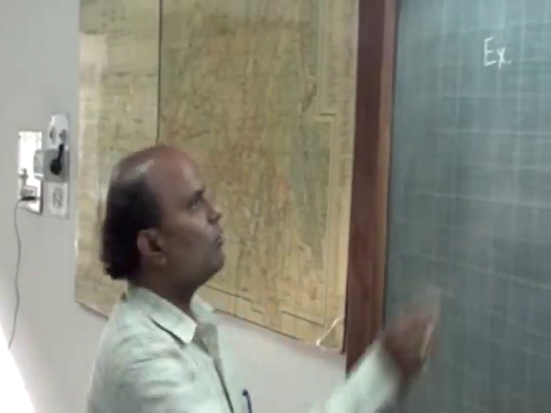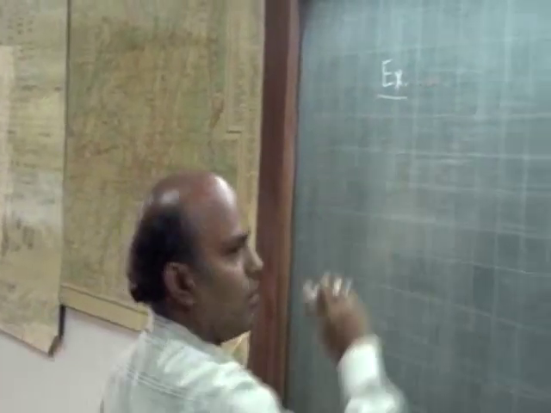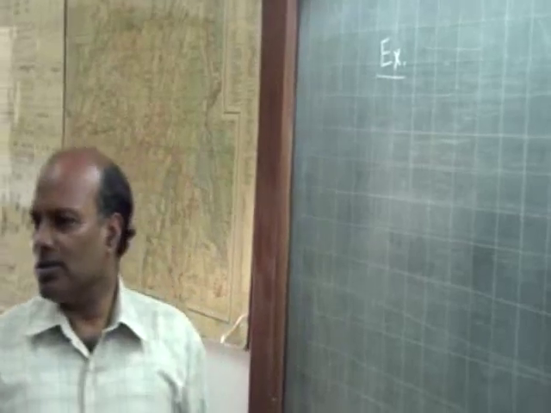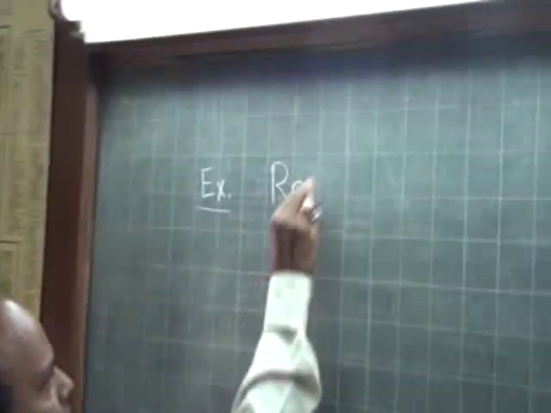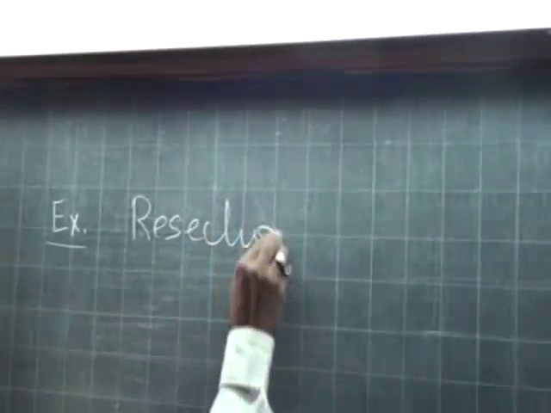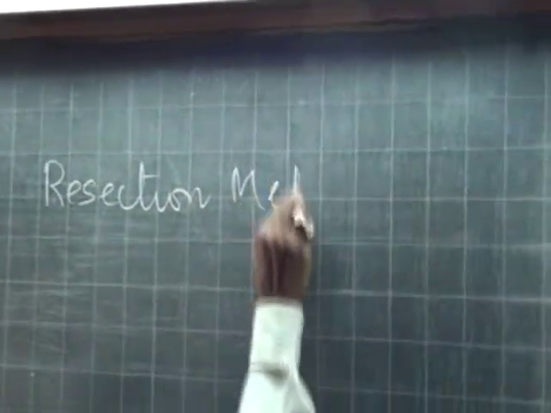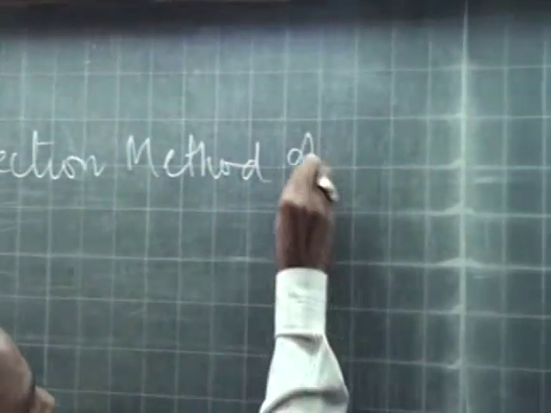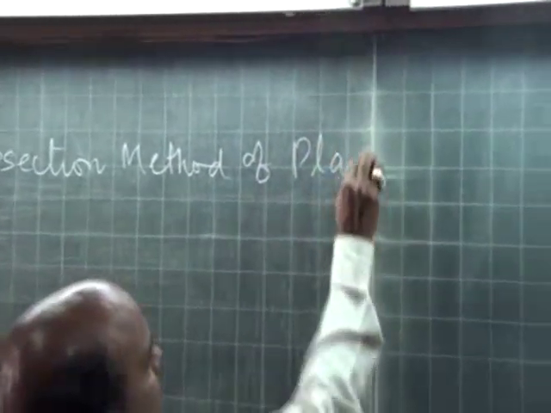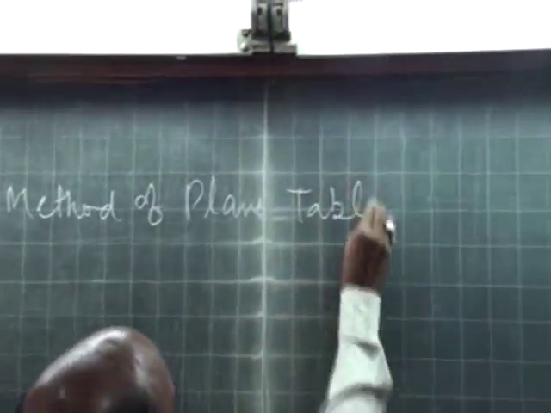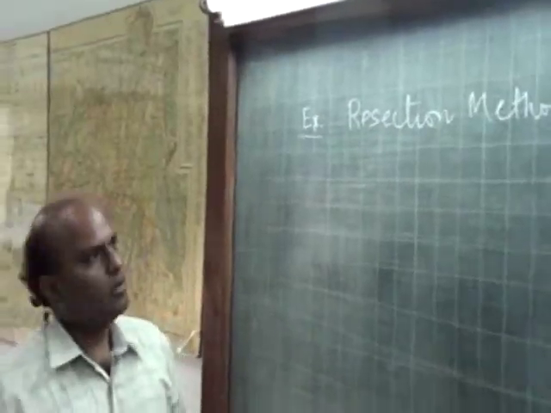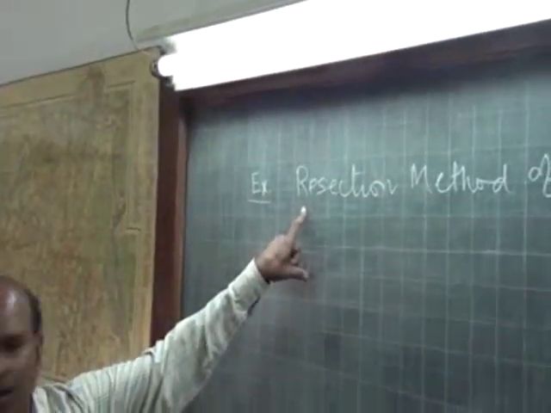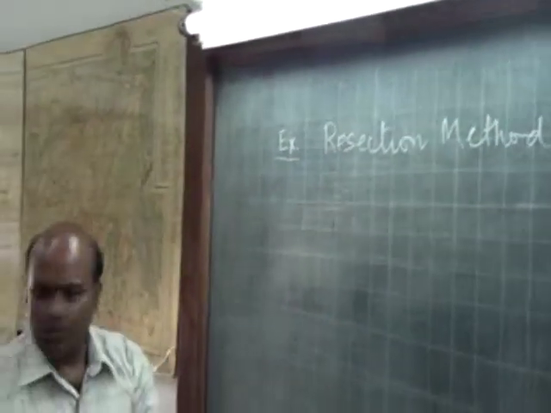Today we are going to perform an exercise on plane table, and as you know there are four methods in plane table, so we are going to use the section method of plane table. This method is particularly used to determine the position of the plane table occupied by the user on the ground.